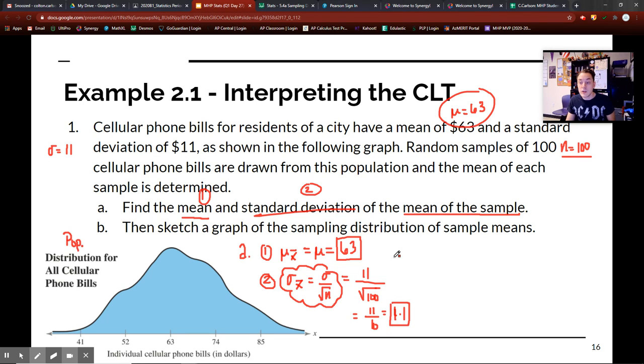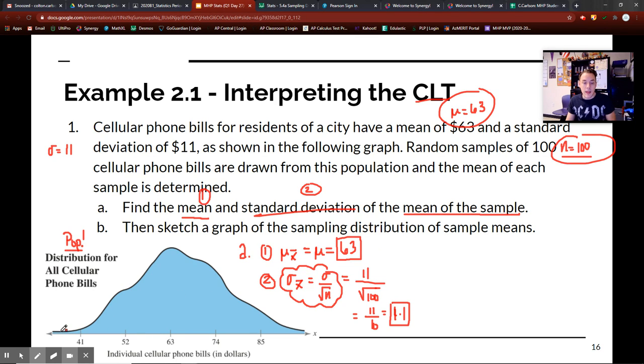And again, I can do this because though my population is not normally distributed, and it didn't tell us that, I can still find these values because my n is greater than 30. So it follows the rules of the central limit theorem, which means this formula will apply to find the standard deviation of the sample means, and also the mean of the sample means. I know it's kind of confusing. Just say the mean of the sample means. How about that? I can find the mean of my sample means. Okay? Perfect.